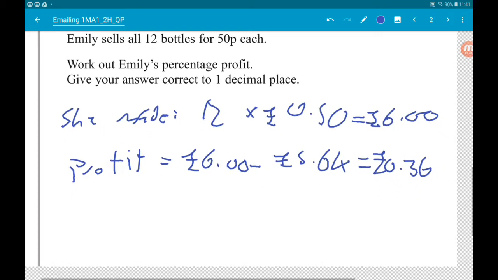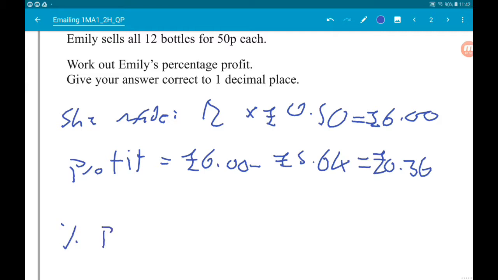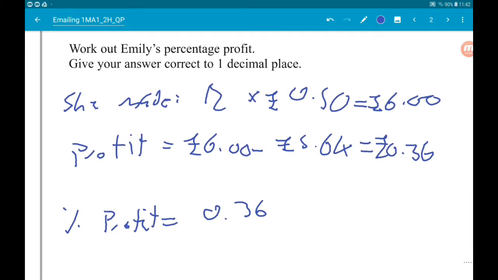So percentage profit is 0.36 divided by 5.64 times 100, and that will give us, to 1 decimal place, 6.38 and so on, so that's 6.4%.